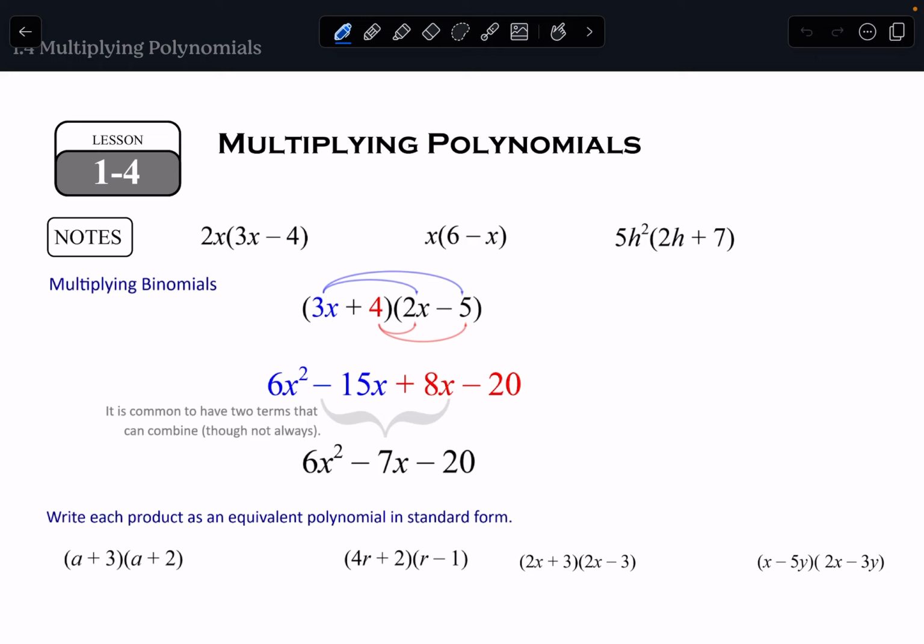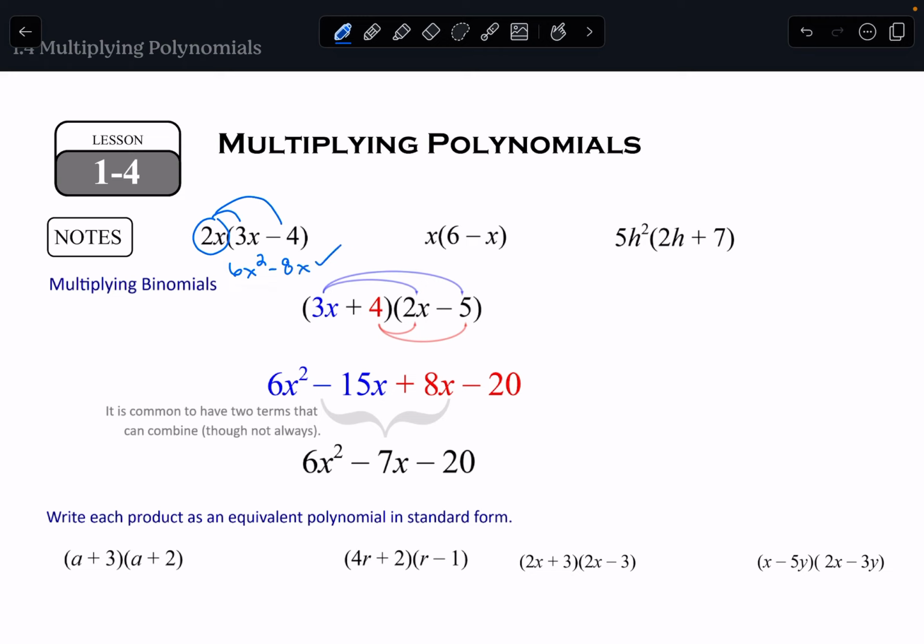So just a couple of things you've already seen. This is something that you've already been doing to a certain extent. This first example up here, if I have 2x, which is a polynomial, multiplied by 3x minus 4, which is another polynomial, you know that you take whatever's in front of the parenthesis and multiply it by everything on the inside. So 2x times 3x becomes 6x squared. 2x times negative 4 becomes negative 8x, and you're done.